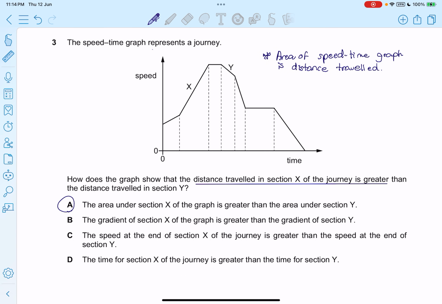Number 3, the speed-time graph represents a journey. How does the graph show that the distance traveled in section X of the journey is greater than the distance traveled in section Y? So this is section X, and this is section Y. We have to keep in mind that the distance is the area in a speed-time graph, so the explanation for having more distance traveled in X suggests that the area in X is greater than area in Y. So the first answer that they gave matches the explanation, so answer is A.